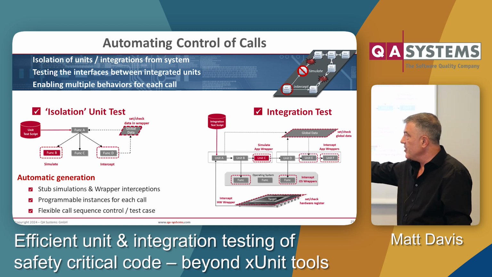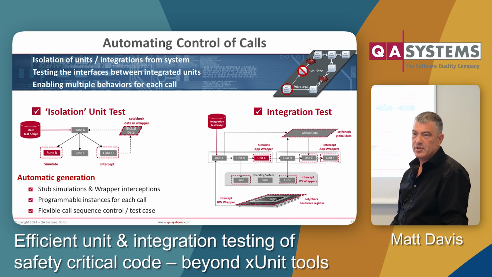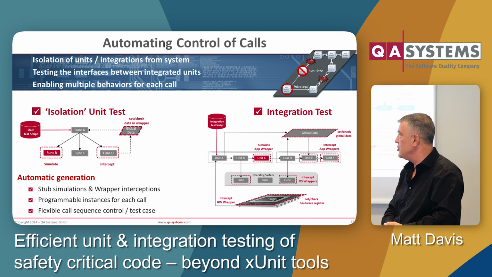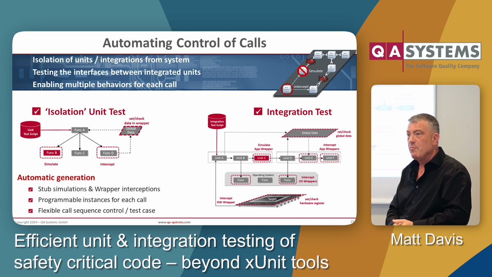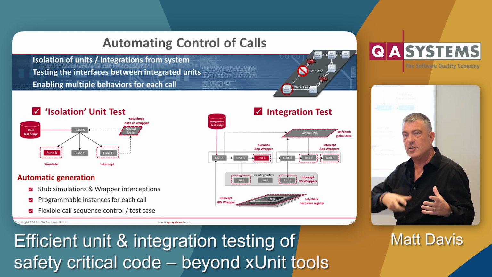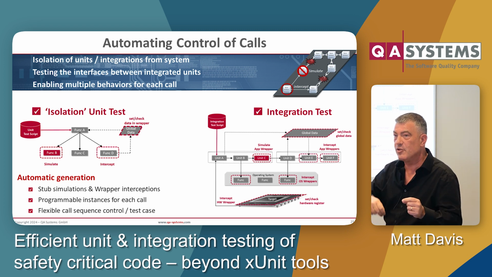So automatic generation in Cantata gives you the stub simulation and the wrapper interceptions, depending on the type of call that's being made and where the call is within the compilation unit boundary or outside it. But not only that, inside each one are programmable instances, so you can do different things on different occasions. And efficiently, you can reuse those across multiple tests.